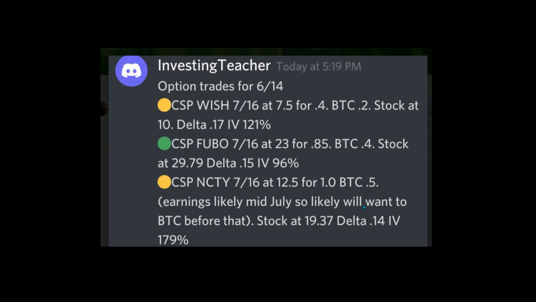You might even want to buy to close earlier than 50% profit because you could still make 1% a week if you buy to close early. So this is not necessarily set in stone to buy to close at 0.5. If you could buy to close at 0.775 or so in about a week or two, that's still a really good rate of return. Stock's at 19.37, so again, good cushion from 19 to 12.5. Delta's 0.14, again high probabilities of success. IV is high at 179%, and that's mostly because the earnings will be released soon.